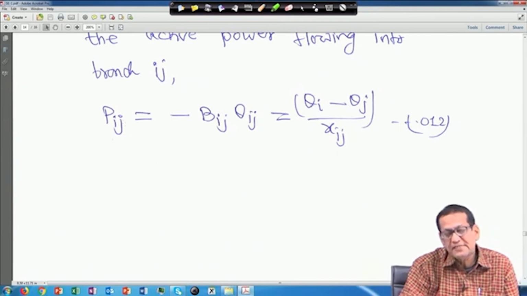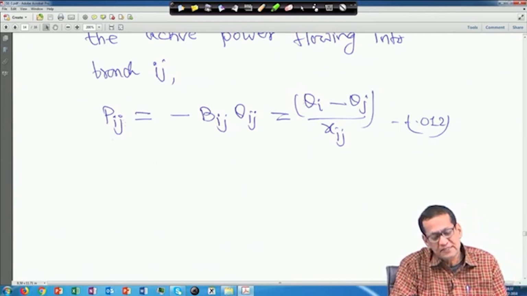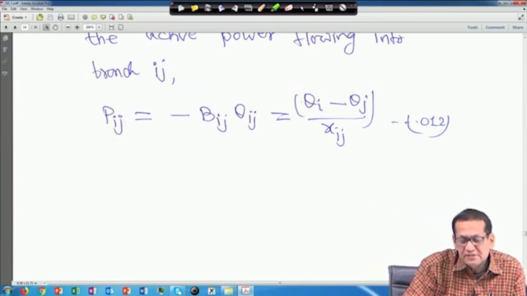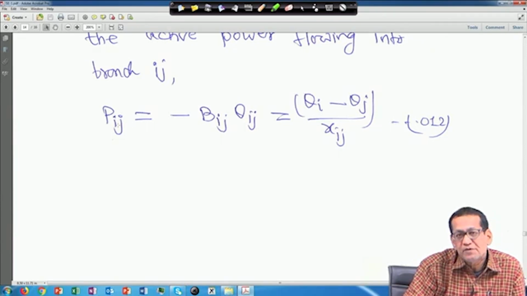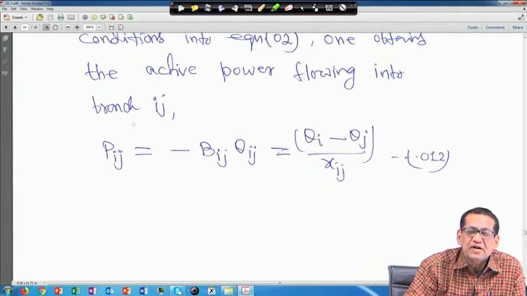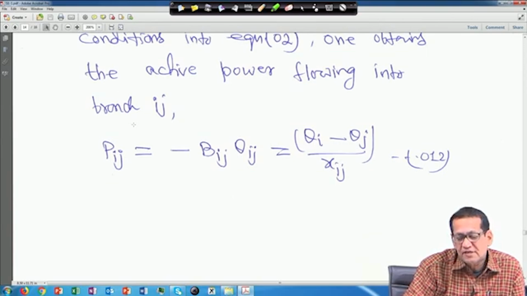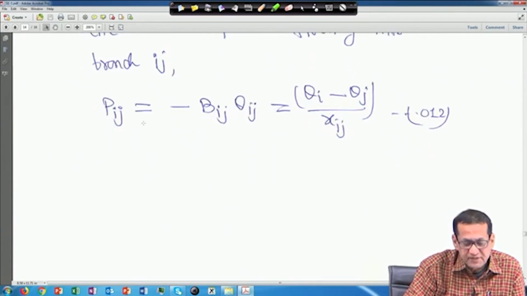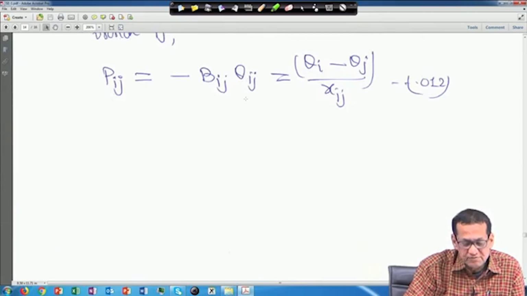If you know the voltage angles theta i and theta j, then you can compute the power flow from bus i to bus j. While writing all these equations, again and again I am telling you, if by chance you find any typographical or writing error from my side, you just put a question to the forum or send an email. So, this is the DC power flow equation.